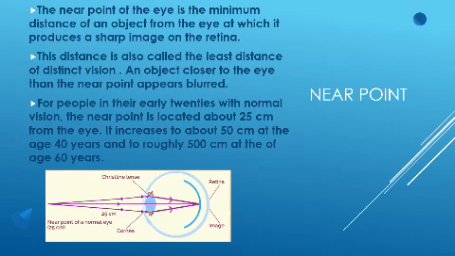As you can clearly see in the picture, for a human eye, the near point is located at 25 centimeters from the eye. It increases to about 50 centimeters at the age of 40 years and to roughly 500 centimeters at the age of 60 years.